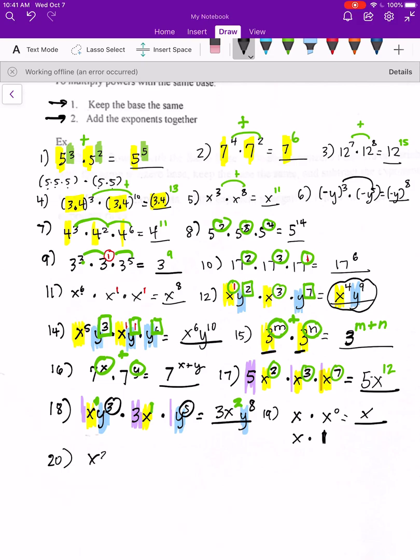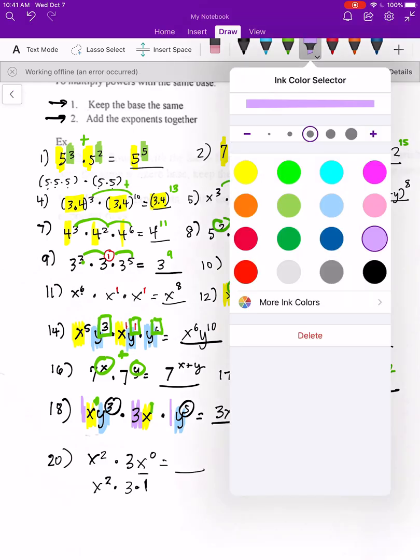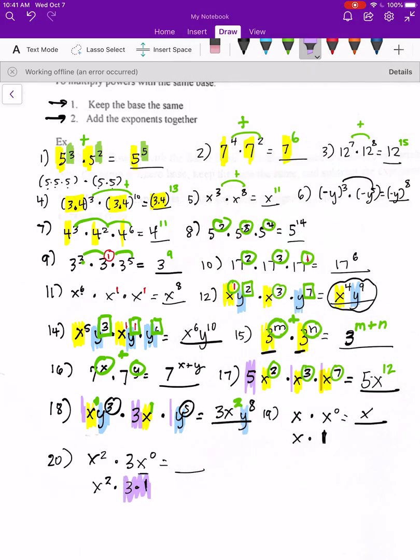So let's do another similar one. How about x squared times 3x to the 0 power? So you have 3 times x to the 0 power. x to the 0 power is just 1. So now you have x squared times 3 times 1. So before, when I multiplied my coefficients, I just had 3 times 1, which is going to be 3. And then I have x squared. Nothing else to combine it with.